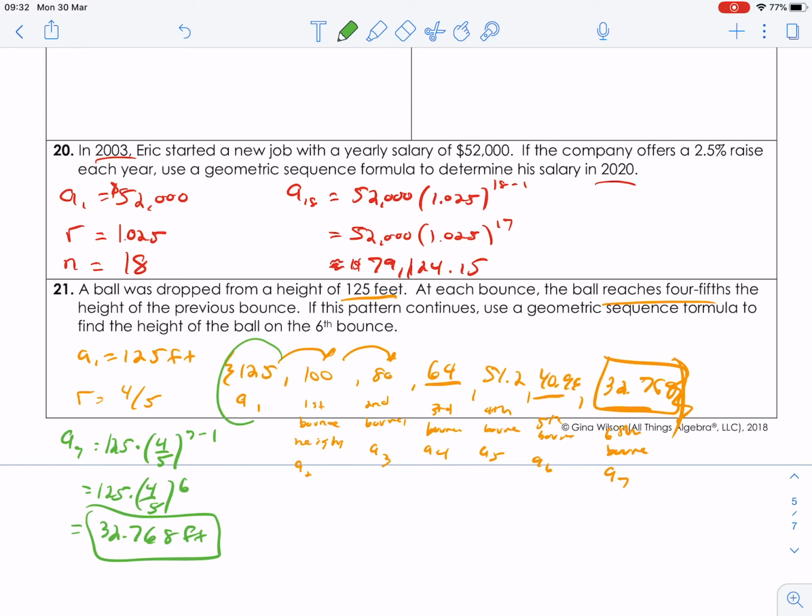So we have our initial, first bounce, second bounce, third bounce, fourth bounce, fifth bounce, sixth bounce. That's how high it would be on the sixth bounce. Makes sense. So there's where our A7 comes from. Okay.